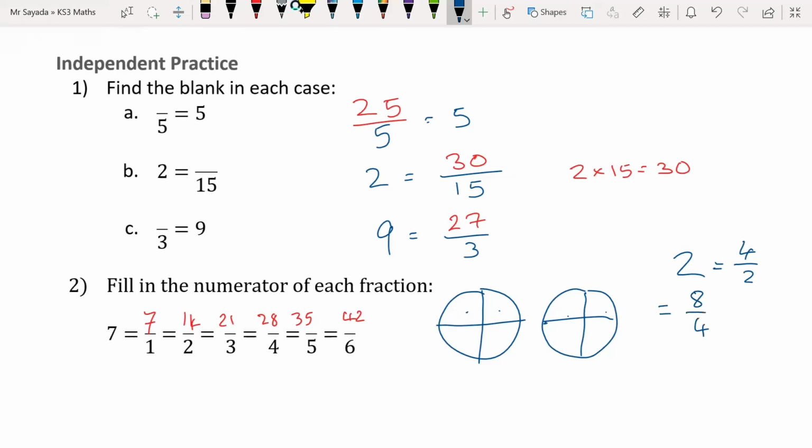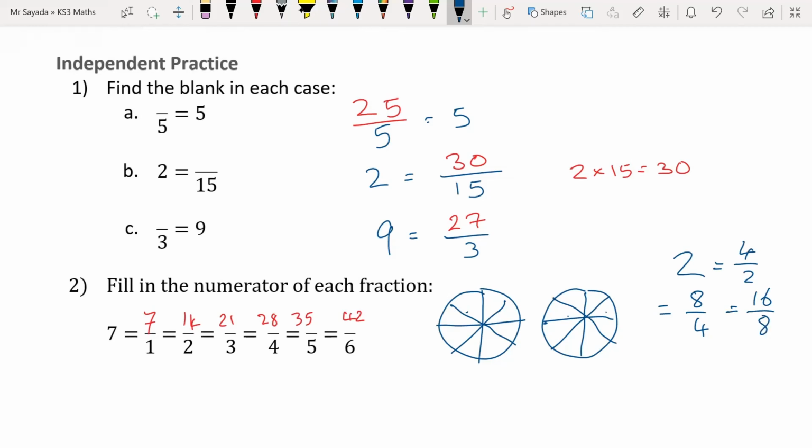I could split it into eighths. How many eighths do I have between my 2 pizzas now? How many parts do I have between those 2 pizzas? Say your answer to the video. I have 16. 16 eighths.